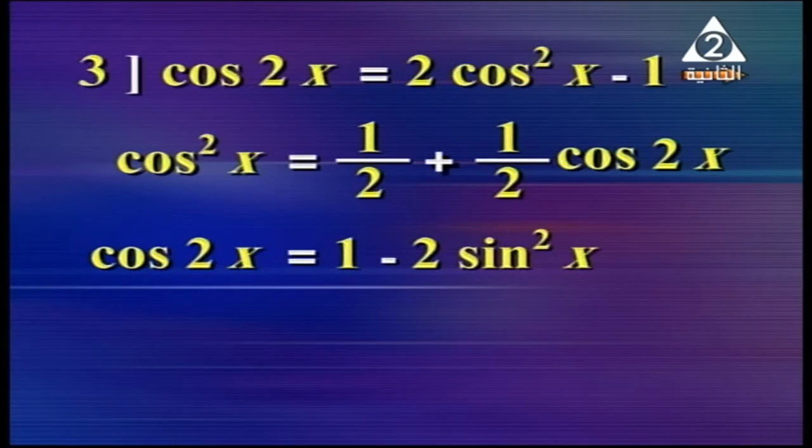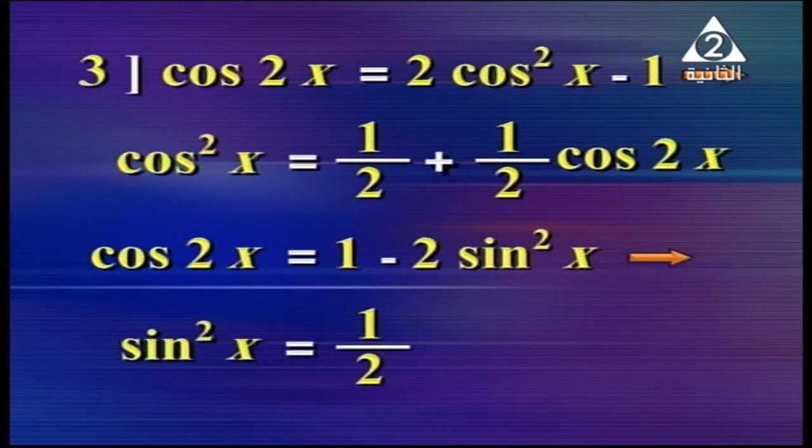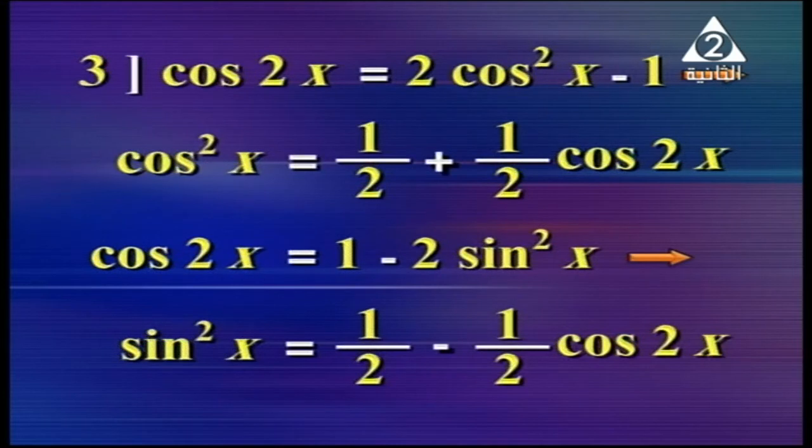Remember, cosine 2x equals 1 minus 2 sine squared x. By the same method, sine squared x equals what? Half minus half cosine 2x. Remember, dear student, cosine squared x is different from sine squared x. It is half plus half cosine 2x for cosine squared x, but half minus half cosine 2x for sine squared x.